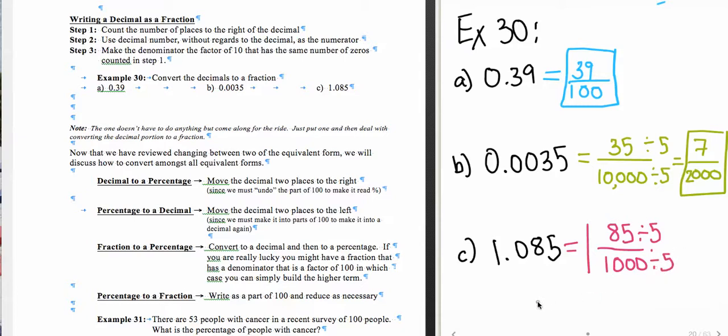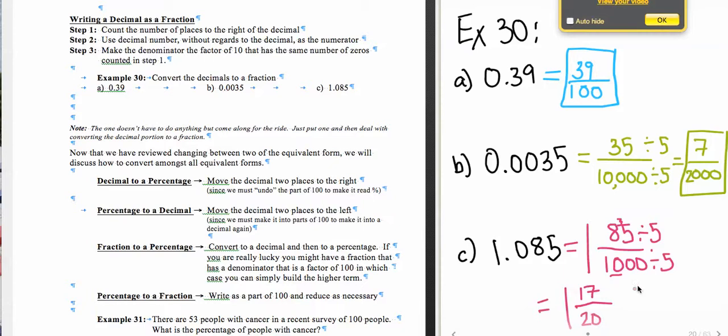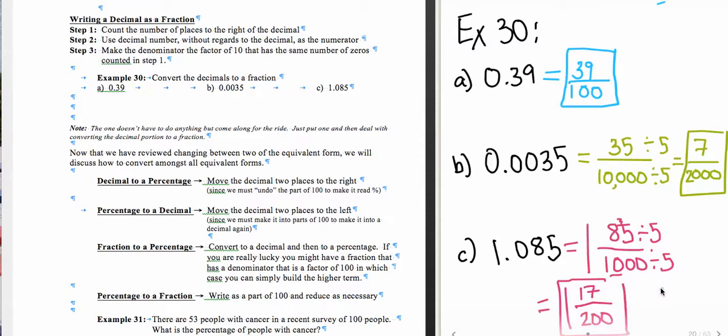And so now we're going to rewrite this, and we're going to not forget the 1, so we put the 1 out there. 5 will go into 85 17 times, and then 5 will go into 1000 200 times. And then the next thing that we have is 17 200ths. 17 and 200 have nothing in common, so we know we're finished, and there we go.